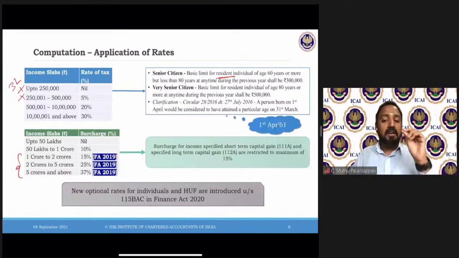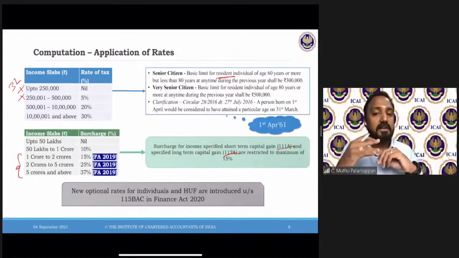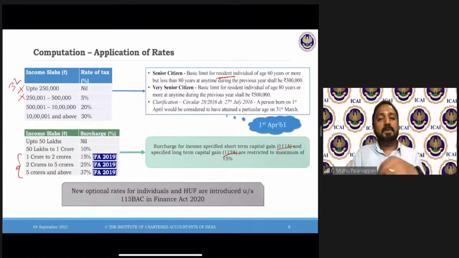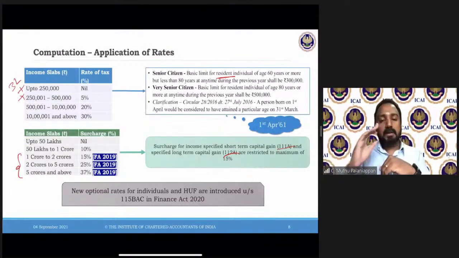Now, if you have an income under these two sections, that is 111A and 112A, they have a subsidized rate, right? 111A has a 15% tax rate. 112A has a 10% tax rate. So you cannot have a surcharge which is higher than your tax rate itself. My tax rate is 10%, but my surcharge is 37%? That's not right. So what the Income Tax Act says is, if you have an income under section 111A and 112A, to that extent your surcharge is restricted to 15%. So there is no 25% and 37% category for the income exclusively gained under 111A and 112A. So that is the provision as far as surcharge goes.